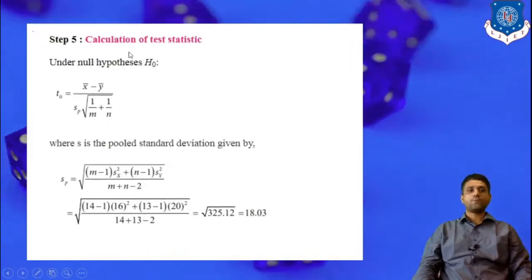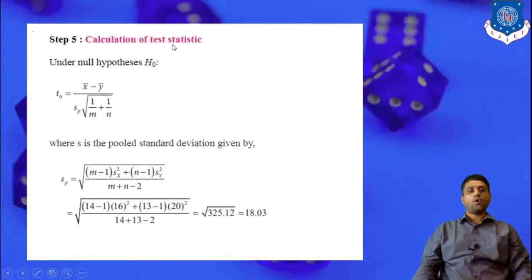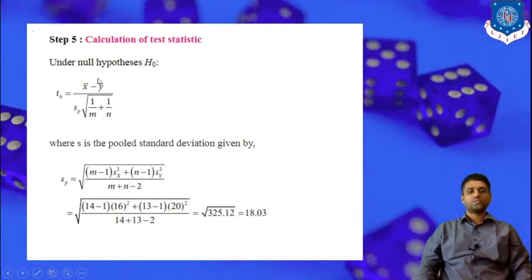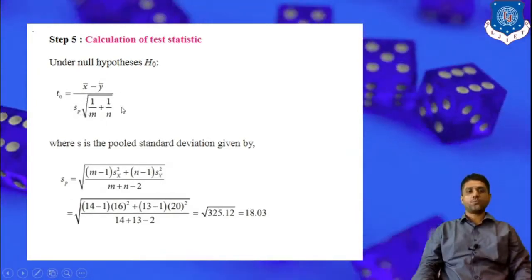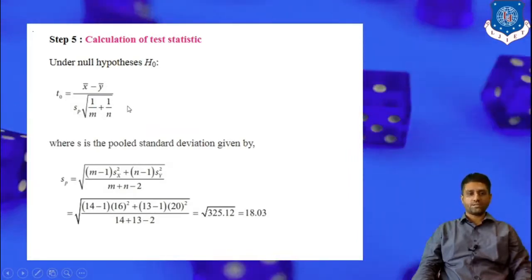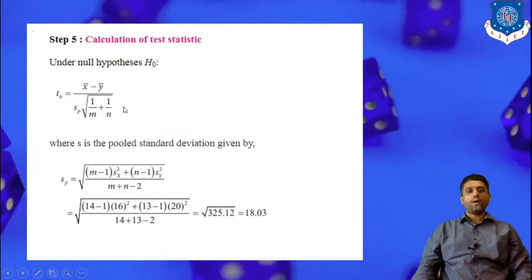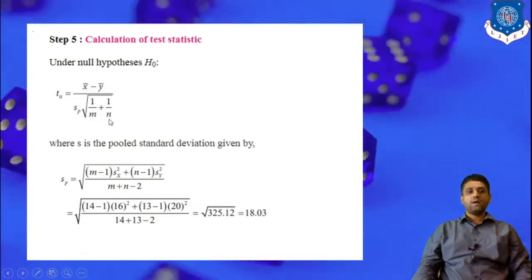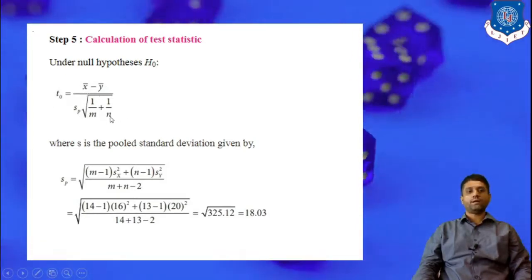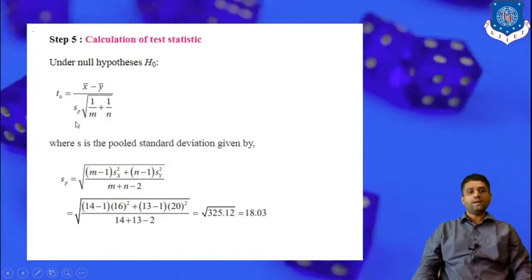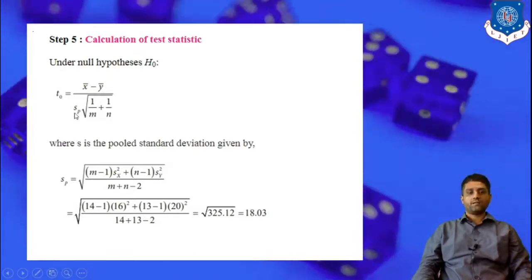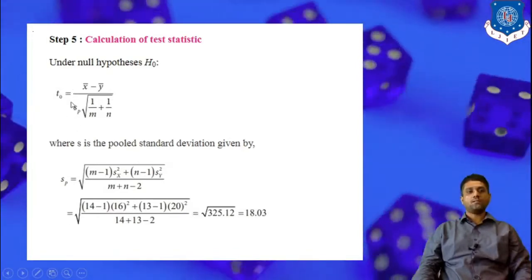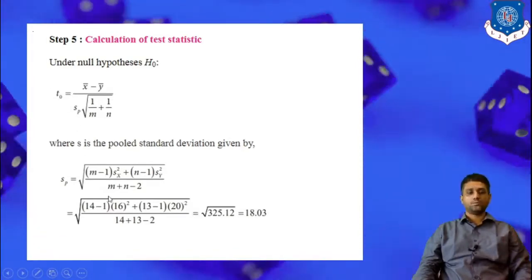Now step number 5, we have to calculate the observed t value on the basis of the null hypothesis. So this is the t statistics formula which we have already discussed. We have to find out the unknown quantity. Now x bar, y bar, m, n we already collected in step number 2. So right now the only unknown is the standard deviation. So next we have to calculate the standard deviation to obtain the value of this observed t value.